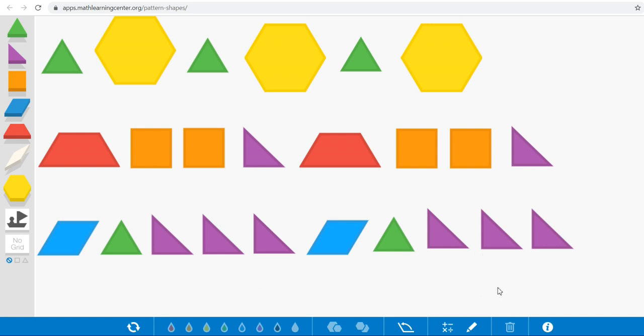If you do not have access to a computer or a tablet to do this on, find things around the house like Fruit Loops or coins even. You can make patterns with coins. That would be a fun way to do it also. So there's a lot of different things that you can use to create patterns.